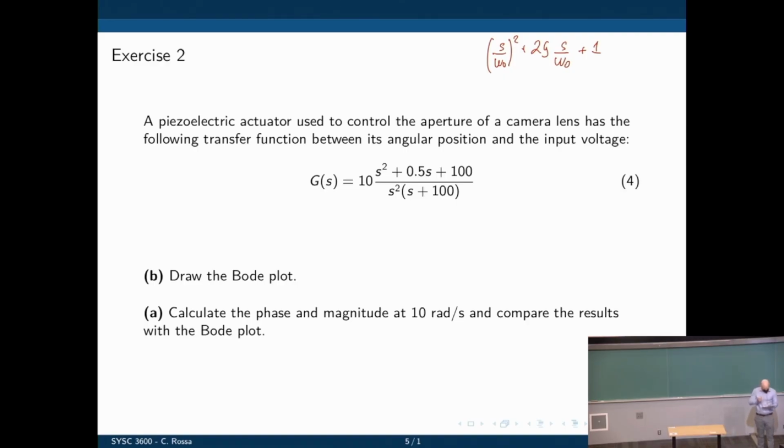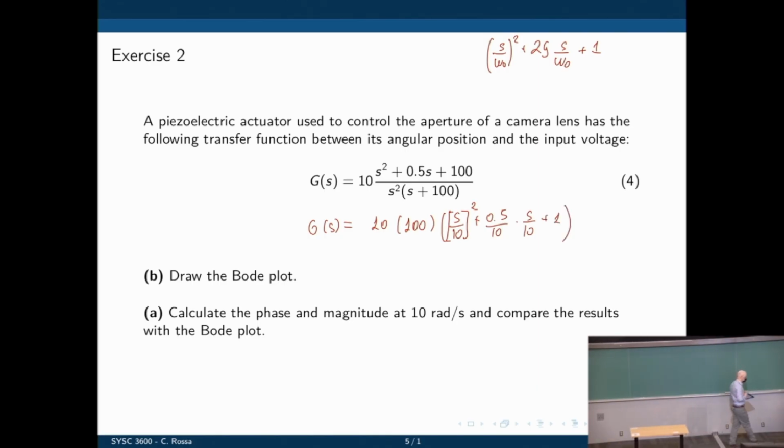So to do that, we can divide the top of the equation by, just factor out 100. And then you have S divided by 10 all squared plus 0.5 divided by S by 10 times S divided by 10 plus 1. And you see here the little trick I'm using in just 10 times 10, because then we have S divided by omega 0, which is clearly 10 radians per second. And in the denominator, we'll do the same.